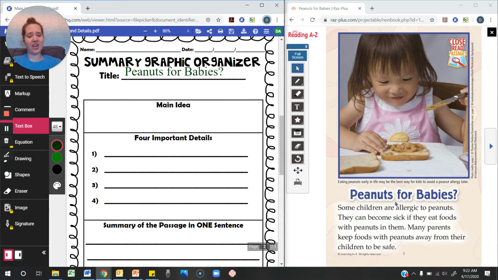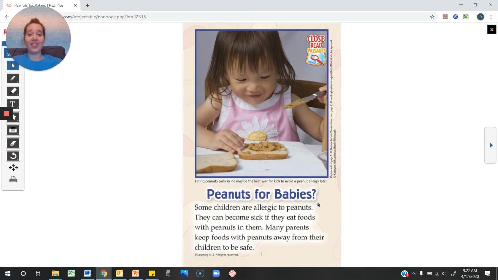We want to figure out, what is the author trying to tell us about this? One thing I notice about this text right away is the question mark at the end of the title. So that's going to change the way that I read this. Instead of Peanuts for Babies, I might say Peanuts for Babies? and make my voice go up at the end, because this is a question. This also might change what you think the text is going to be about. Let's get started. Peanuts for babies?